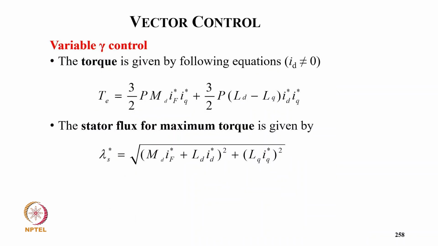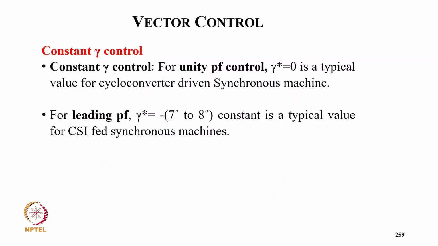And the torque is given by the following equation, for Id not equal to 0: T equals 3/2 P [Ψm Id... If] Iq plus 3/2 P (Ld minus Lq) Id star Iq star, and the stator flux for maximum torque is given as λs star equal to the square root of (Ψm... If star plus Lq Ld Id square plus Lq Iq star square).